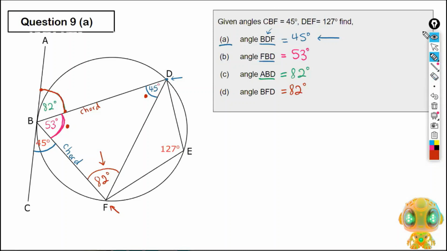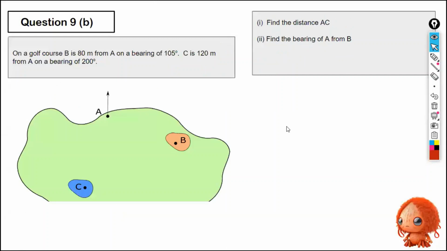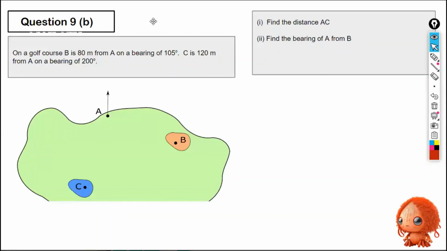All right, so thank you for that shortcut. All right, so we're moving on to the next question. All right, let's go. Bearings. Good luck with this one.